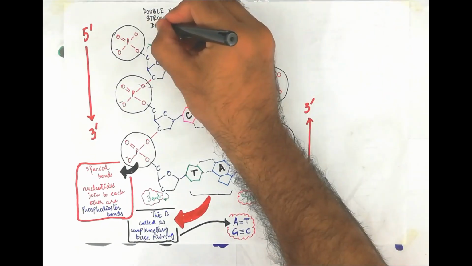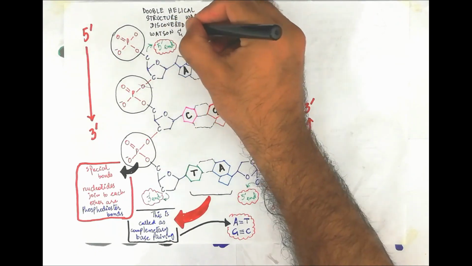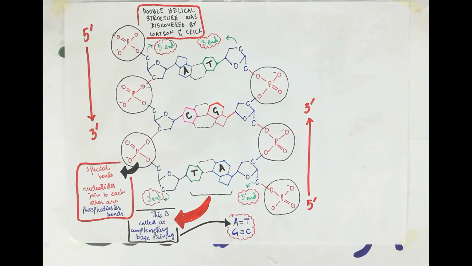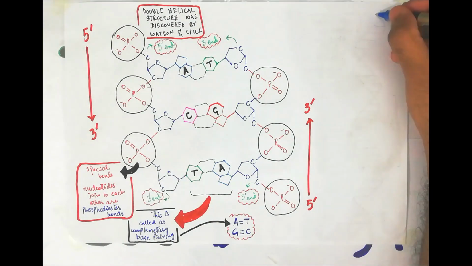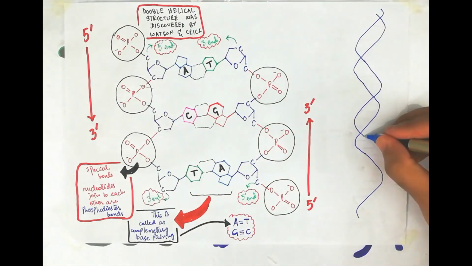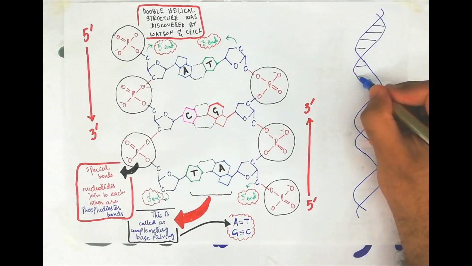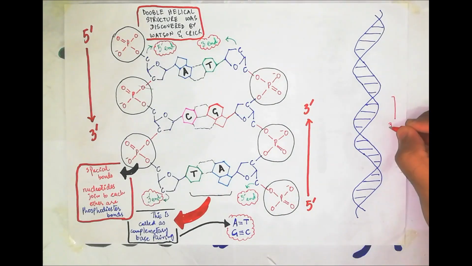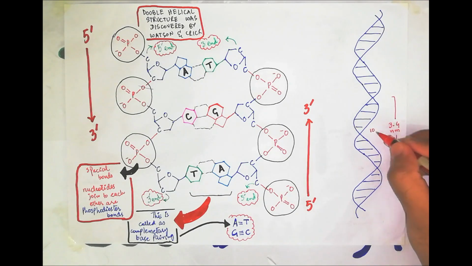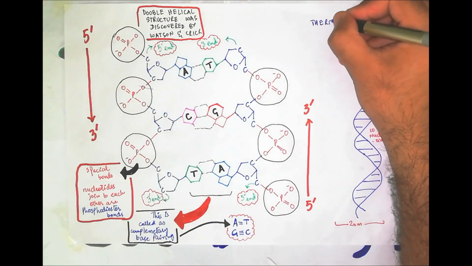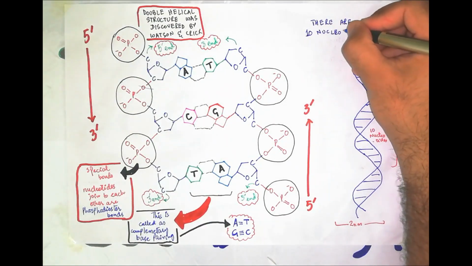The structure here, the double helical structure, was first proposed by Watson and Crick back in 1953. So overall, we have two phosphate sugar backbones like this, running parallel to each other, joined together with the help of nitrogenous bases in between. In this double helical model of DNA, one turn is 3.4 nanometers long, having 10 nucleotides in it, and the total width of the molecule is 2 nanometers.